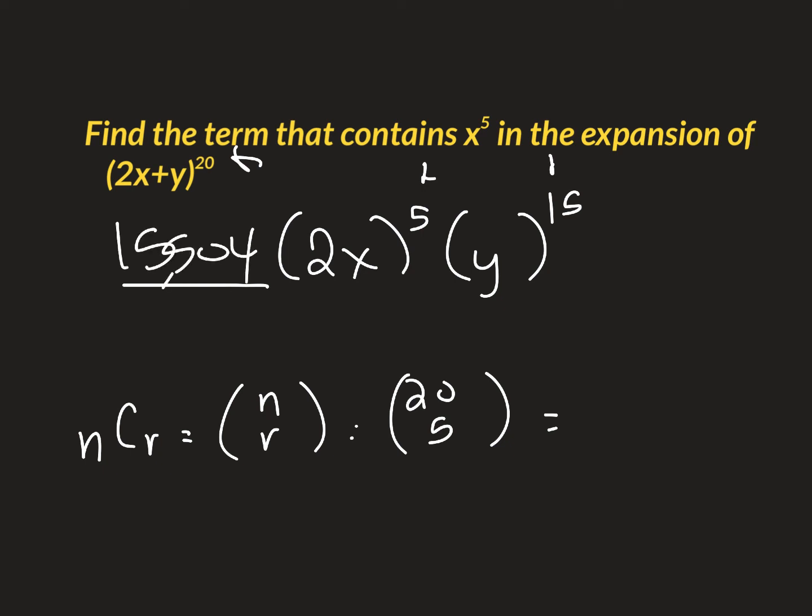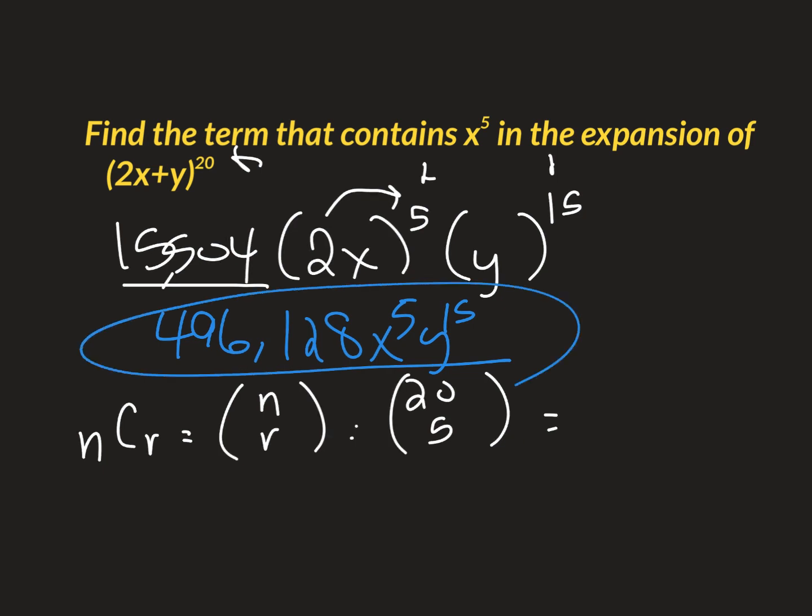But I also have this 2 in here that's raised to the 5th power. So I need to do that. My last answer, that 15,504 times 2 to the 5th power, which by the way is 32. And I get, so this is my final answer. I'm going to change colors here. This is my final answer for the term that contains x to the 5th. It would be 496,128 x to the 5th, y to the 15th. So that's the only one of that one term. Okay, so we can find one term doing it that way.